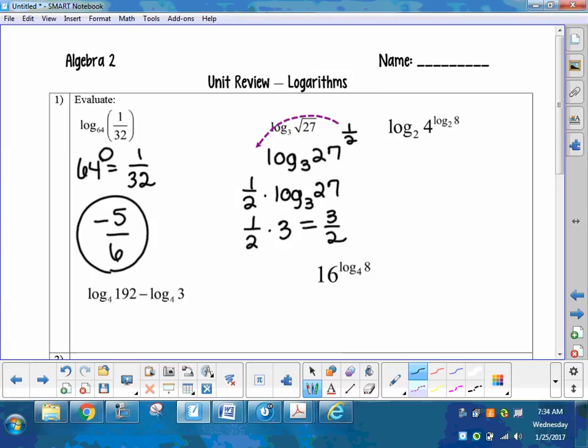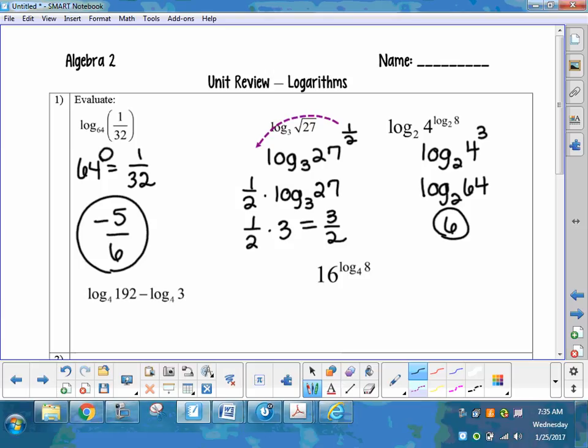Let's go forward with the next one. Log base 2 of 4 raised to the log base 2 of 8 power. What is log base 2 of 8? 3. So far, we've got log base 2 of 4 to the third. Can you keep going? 4 to the third, which would be 64, so we have log base 2 of 64. And then that will simplify down to 6.